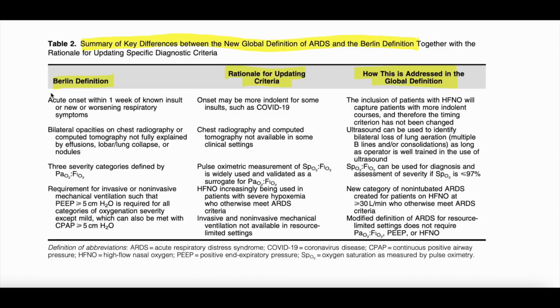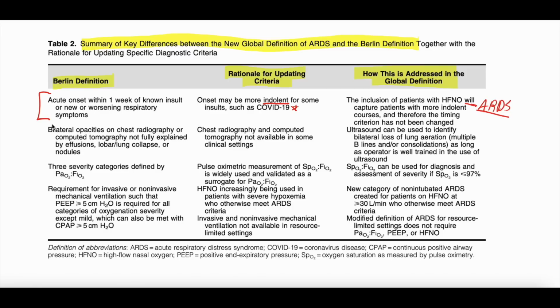Well, they say that the acute onset within 1 week of known insult or new or worsening respiratory symptoms they address, because they said that the onset may be more indolent, it may be slower for some insults, and we saw this particularly with COVID-19. All right, so they included heated high flow to capture patients with these more indolent courses, patients who kind of progressed more slowly and were on high flow so that you could still diagnose them with ARDS while they were on high flow before they needed something like intubation or BiPAP.